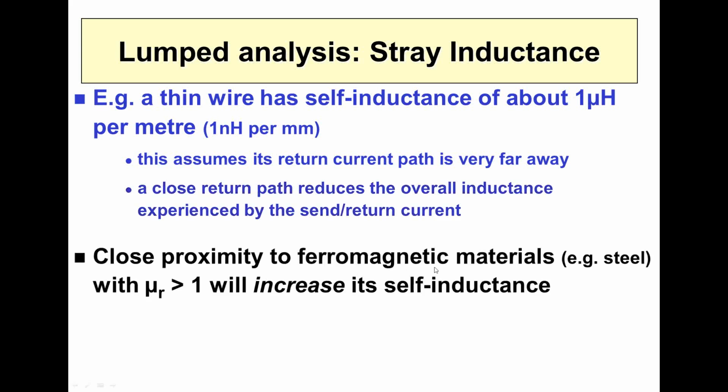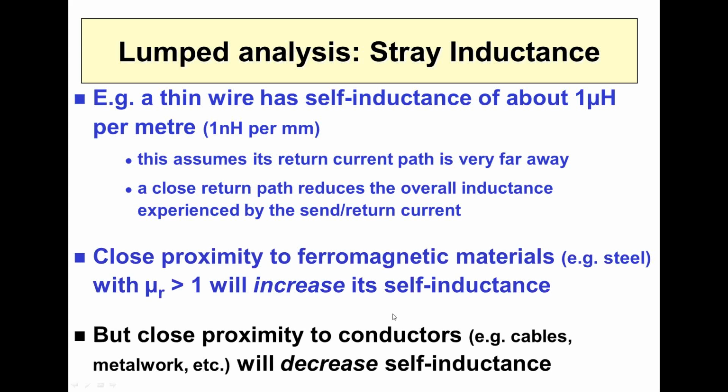When we're in close proximity to ferromagnetic materials like steel or ferrite or whatever, which have a permeability of more than 1, then our wire on its own will have increased self-inductance. But close proximity to a good conductor like a copper cable or some aluminium metalwork, whatever, will decrease the self-inductance. And you can see that, for instance, with some alloys, like some grades of stainless steel, they're not very ferromagnetic and they're not very conductive, and you can actually have no effect on the inductance by putting your wire nearby.